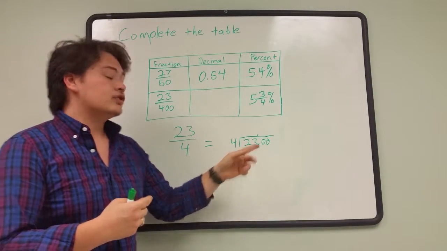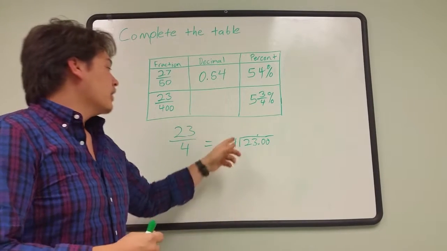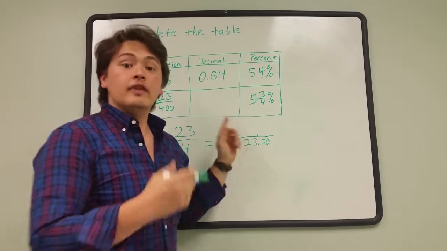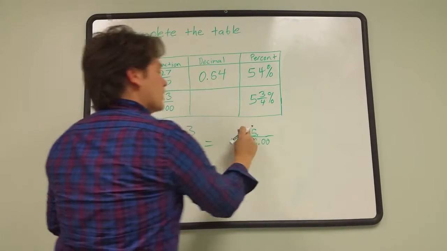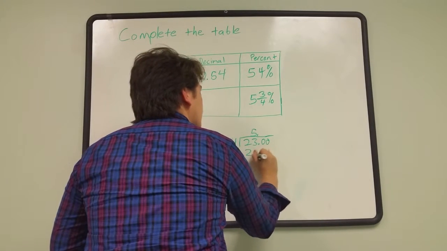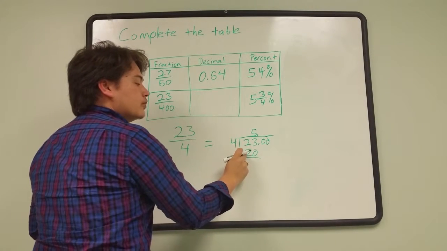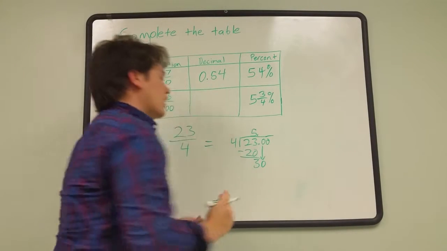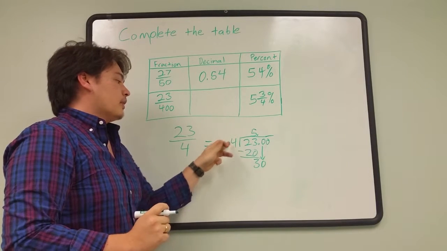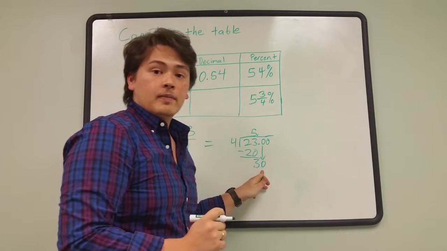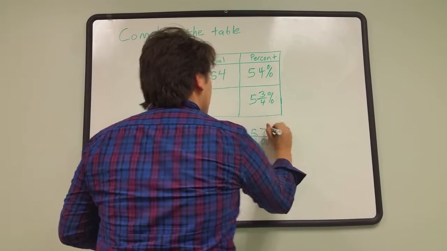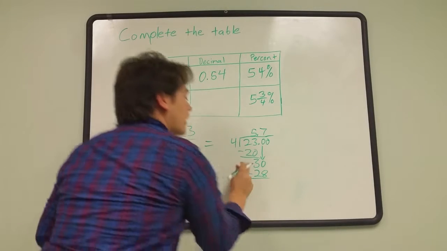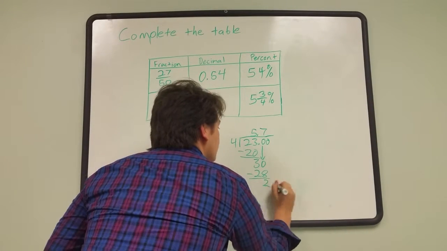So 4 is going to go into 23. What times 4 is going to give me a number close to 23? That number is 5. 5 times 4 is going to give me 20. 23 minus 20 is going to give me 3. Bring down the next number, which is 0. So what number times 4 is going to give me a number close to 30? That number is going to be 7. 7 times 4 is going to give me 28. 30 minus 28 is going to give me 2.